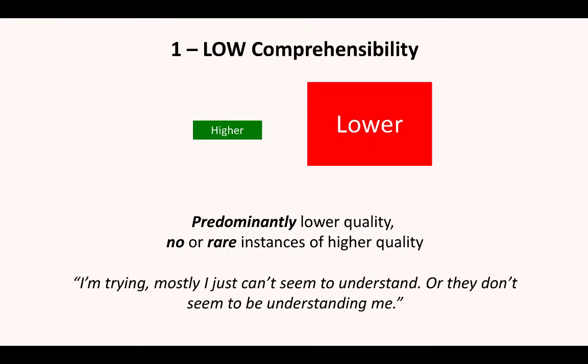So as you'll see, the ratings really comprise a combination of lower and higher quality speaking skills. And so low comprehensibility means that they predominantly exhibit lower quality skills, and perhaps there are no or rare instances of higher quality, meaning that there might be some instances where they're speaking well, but overall, predominantly, their skills are pretty poor in whatever area you're rating. And you might be thinking to yourself, I'm trying, but mostly I can't seem to understand, or they don't seem to be understanding me. So these are the thoughts that might be going through your head.